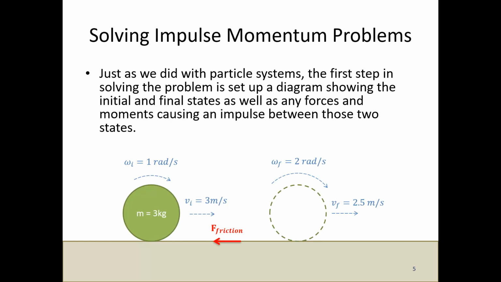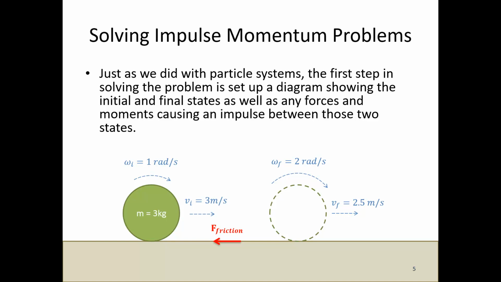So just as we did with the particle systems, the first step in solving the problem is to set up a diagram showing the initial and final states, as well as any forces or moments causing an impulse between those two states. So here I've got an object rolling along a surface. There is some sliding happening, which is going to cause some friction.